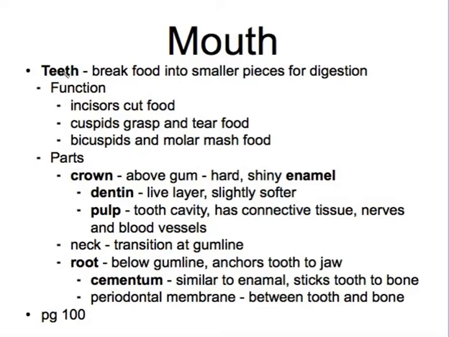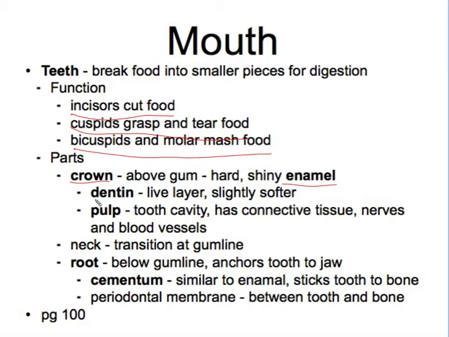Okay, functions. Getting into a tooth specifically, your teeth have different functions. Your incisors, your front teeth, are used to cut food. Your cuspids, canines, grasp and tear food. Your bicuspids and molars are flat, and they mash the food. So each shape corresponds to its function. And then within all of that, we have parts of each tooth individually. There are 3 main parts. You have the crown, which is the area above the gum that you can see. It's covered by enamel, which is the outer layer.